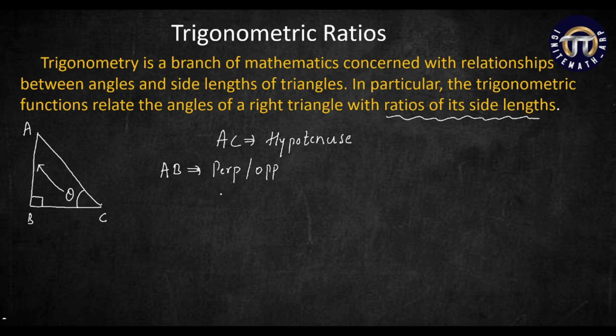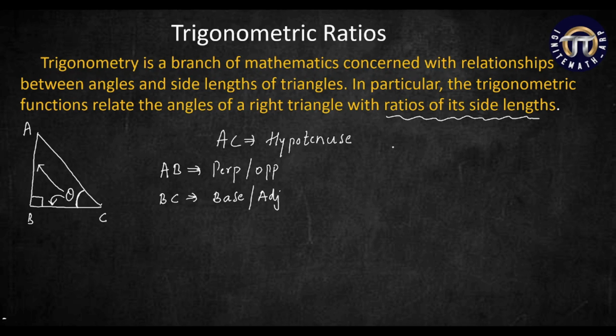You need to understand a very important thing when I am talking about the acute angle theta. For this angle, side AB is the perpendicular, or it is also called the opposite, and the side BC, which is very next to theta, is called the base, or it is also called the adjacent. Base doesn't mean that it should be at the bottom, children, not necessary.